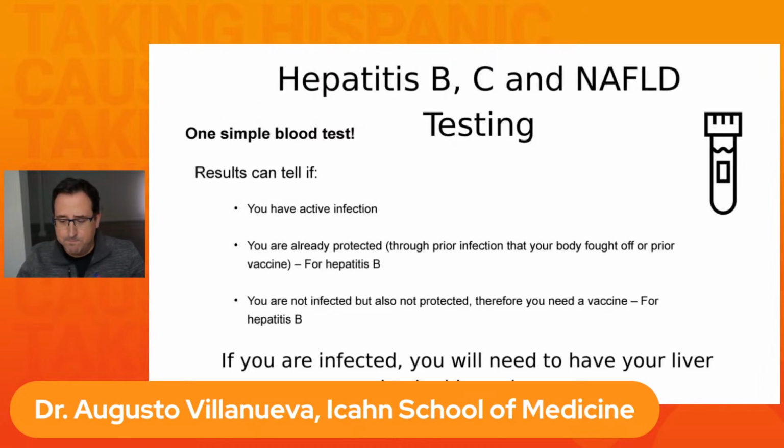of fatty liver. And how is the testing done? For hepatitis B, hepatitis C, and fatty liver, it's very easy, very simple. It's just a blood test, as easy as that. With the results of the blood test, we can know if you have an active infection. If your hepatitis B or hepatitis C is active, so you have viral replication, you need to be treated. We can know if you had exposure to hepatitis B or C in the past and developed protection against that.